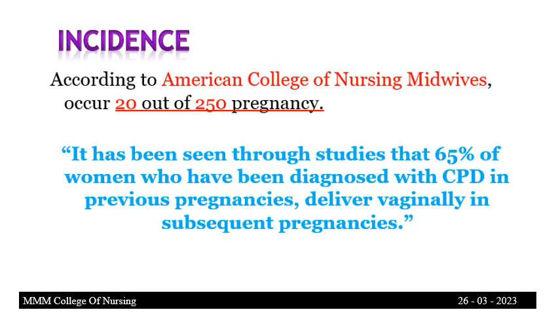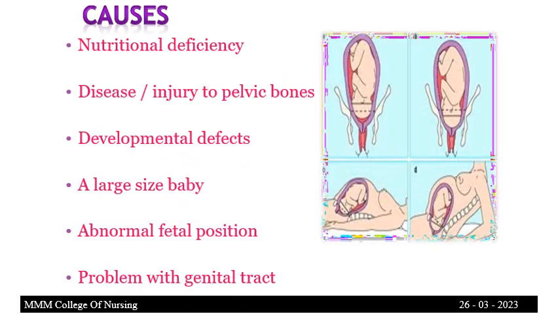Incidence: according to the American College of Nurse-Midwives, cephalopelvic disproportion occurs in 20 out of 250 pregnancies. Causes are nutritional deficiency, disease or injury to the pelvic bones, developmental defects, a large size baby, abnormal fetal position, and problems with the genital tract.